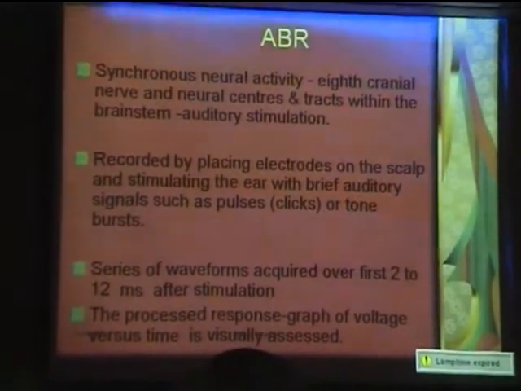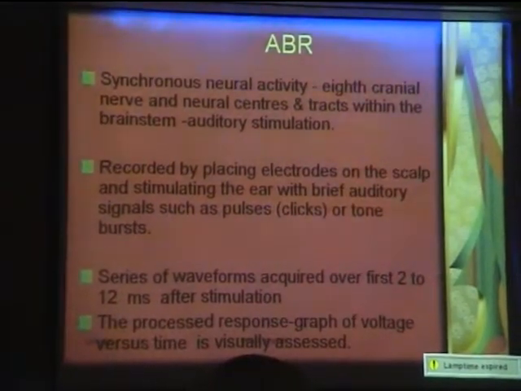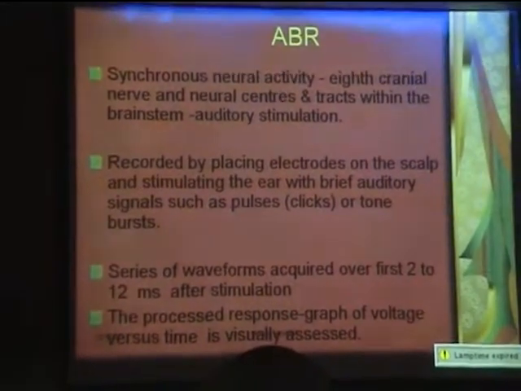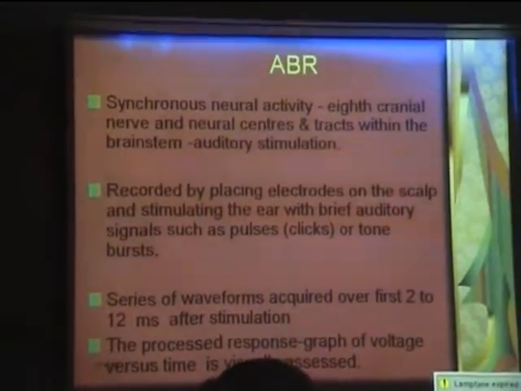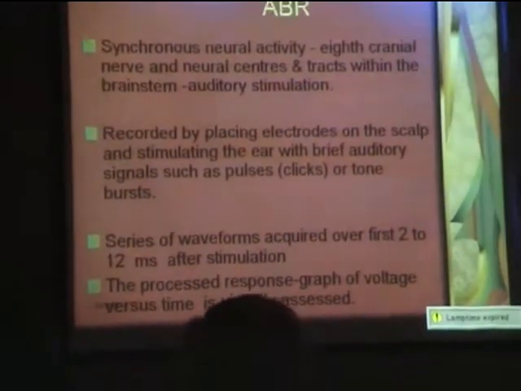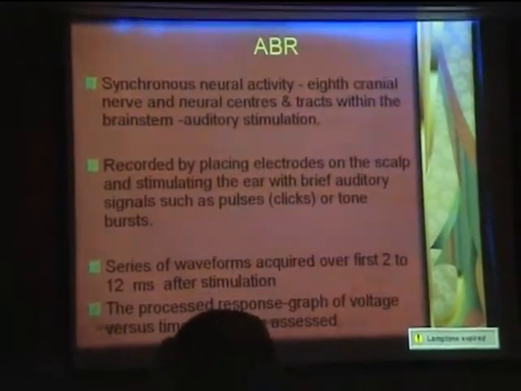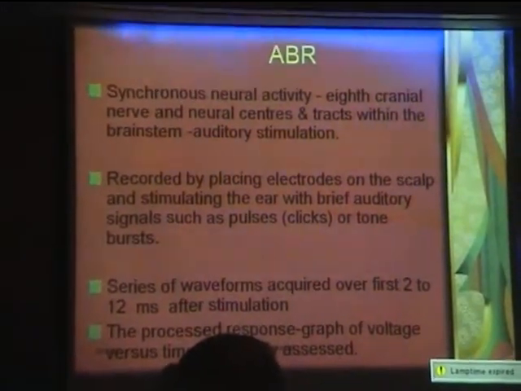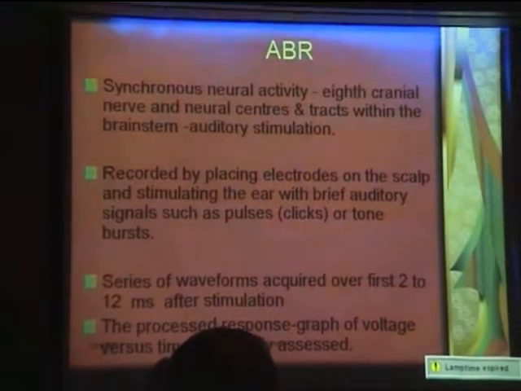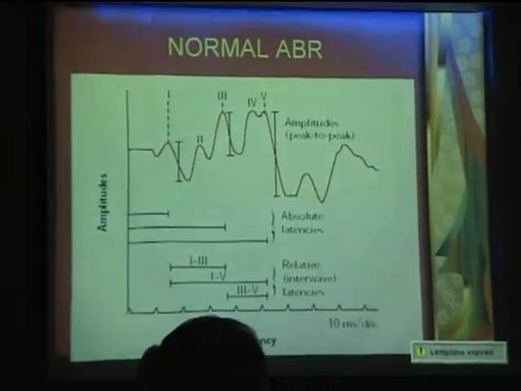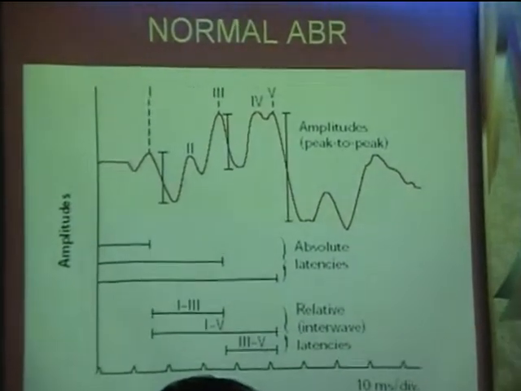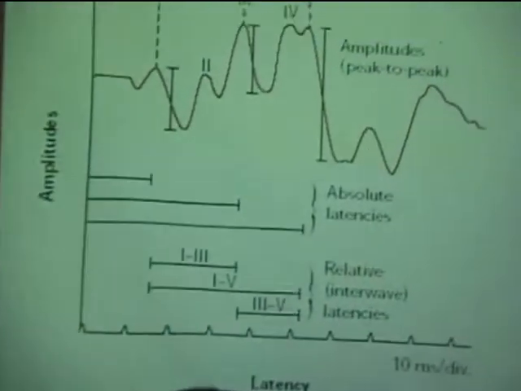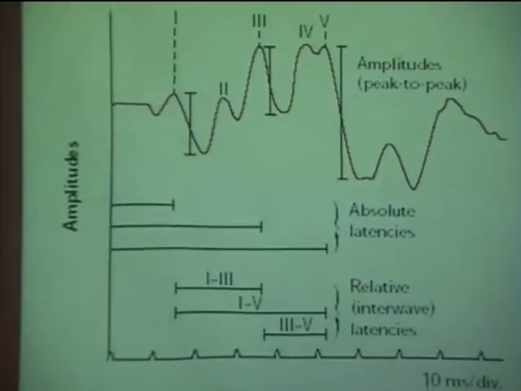ABR is a synchronous neural activity of the 8th nerve and the neural centers right up to the level of the lower brainstem. It is recorded by placing electrodes on the scalp and stimulating the ear with brief transient stimuli such as clicks. As a result of these clicks, we see a series of waveforms in the first 10 to 12 milliseconds which can be processed. The response which we see is a graph of voltage versus time, something like this, wherein these are the waves, and as all of us are aware, we will mainly look at wave V for threshold estimation.